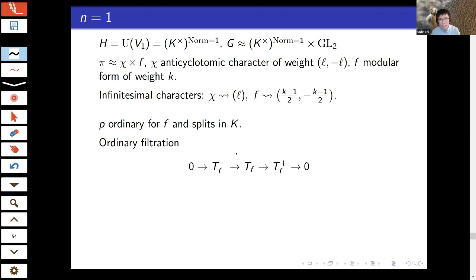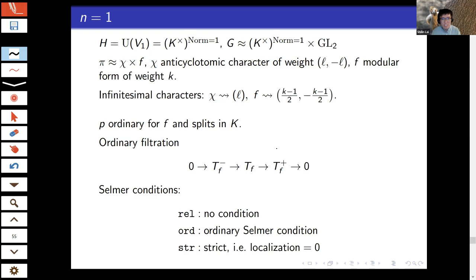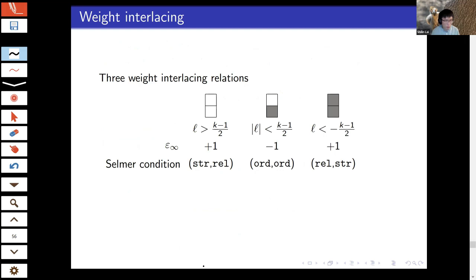So we have the normal ordinary filtration. So we have three Selmer conditions. Relaxed means no condition. Ordinary is the usual Selmer condition, which is the kernel of this. And strict is the strict: you are not allowed to have restrictions there. So we have those three types of Selmer condition. We have three weight interlacing relations depending on the archimedean weight. So explicitly, the anticyclotomic character has big weight, it has very big but negative weight, and it has small weight relative to the modular form. And correspondingly, they should depend on those three Selmer conditions. So this would be the usual Selmer group, and those two are the Greenberg Selmer groups.